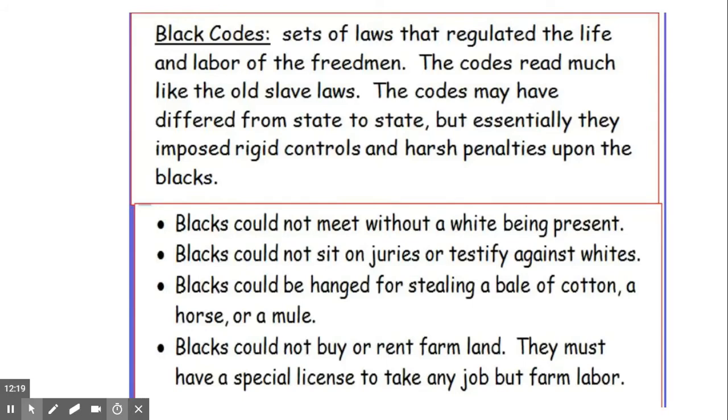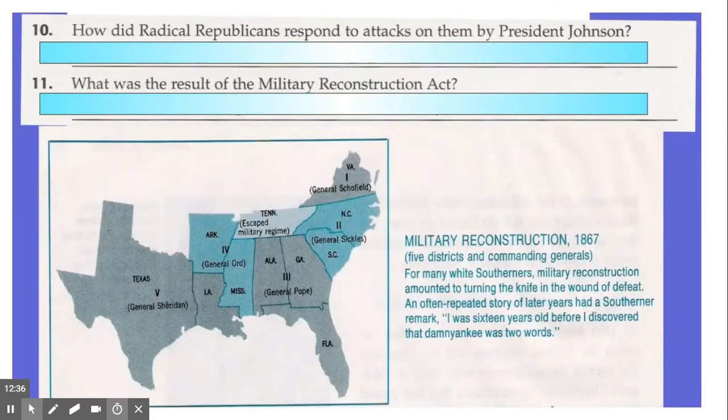So some examples here: blacks could not meet without a white person being present. Blacks could not sit on juries or testify against whites. Blacks could be hanged for things like stealing a bale of cotton or a horse or a mule. Blacks could not buy or rent farmland. They must have a special license to take any job but a farm laborer. So these are things that obviously were going to put African Americans in their place, and to keep them tied really to a subservient kind of lifestyle, which is really, really sad.